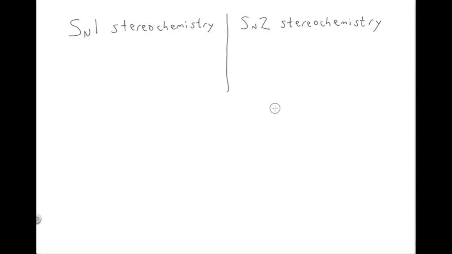In this video, we will discuss the stereochemistry for an SN1 reaction. As we're doing that, we will compare it with the stereochemistry for an SN2 reaction. We discussed SN2 stereochemistry in the SN2 series, so we might as well briefly review that. Do you remember what's the key fact about SN2 stereochemistry?